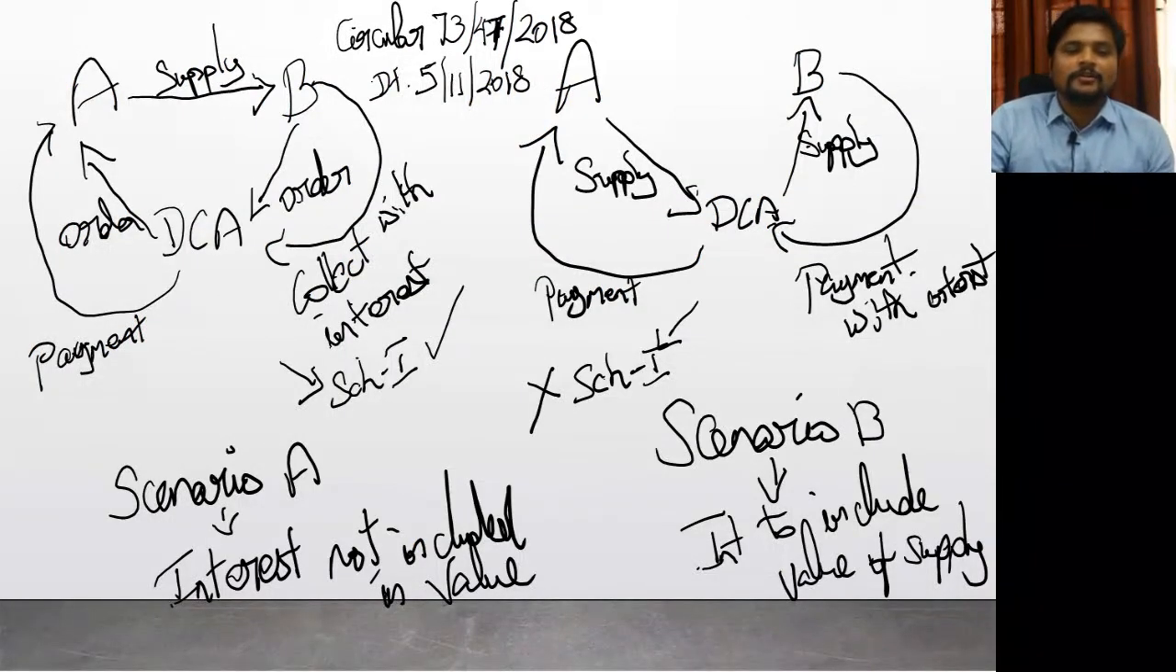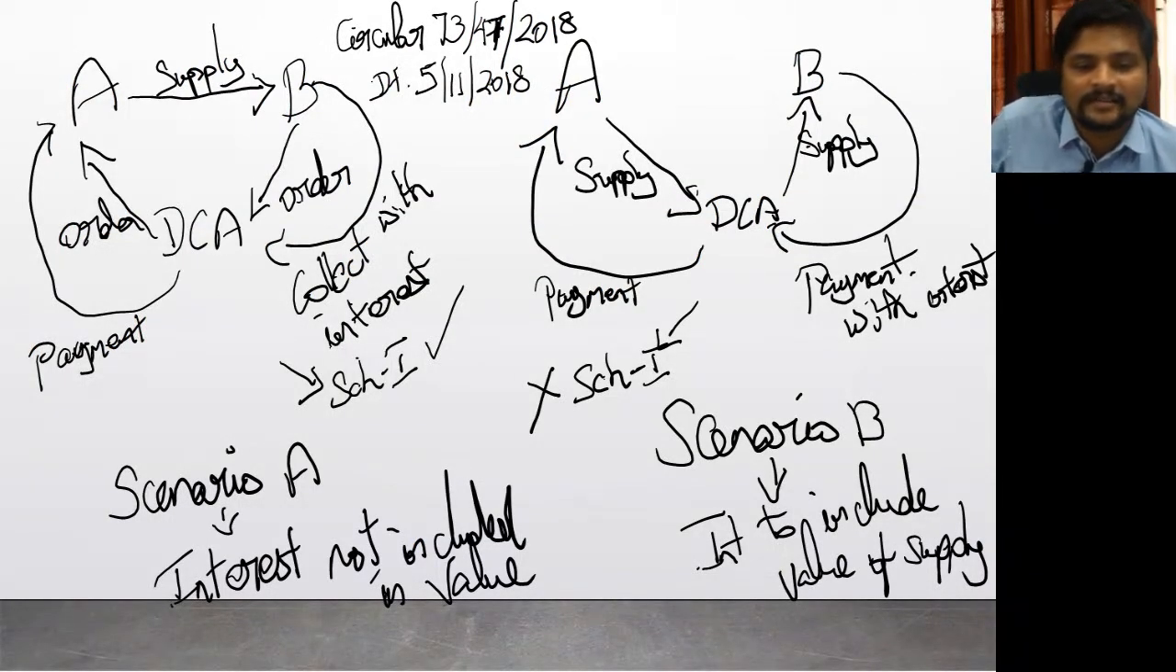Okay. Next we are going to discuss certain other circular. The next circular I am going to refer to is circular number 73/47/2018, issued on 5th November 2018. What does this circular say? This circular is about the transaction between a supplier and recipient through an agent. That agent is not a normal agent, that agent is a del credere agent. We have discussed who a del credere agent is in our earlier classes.